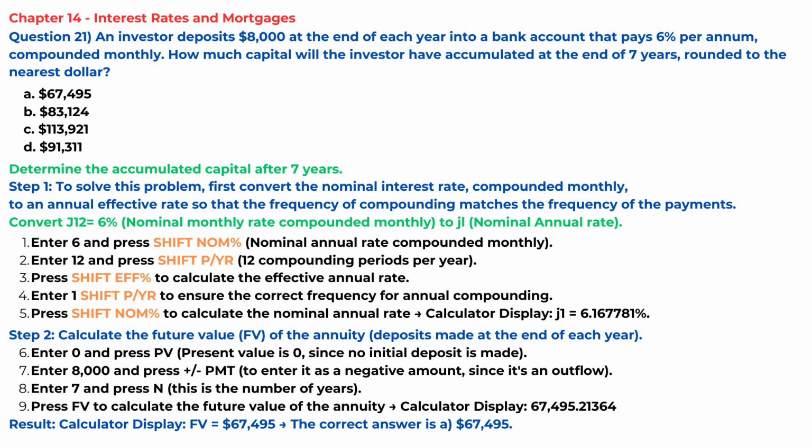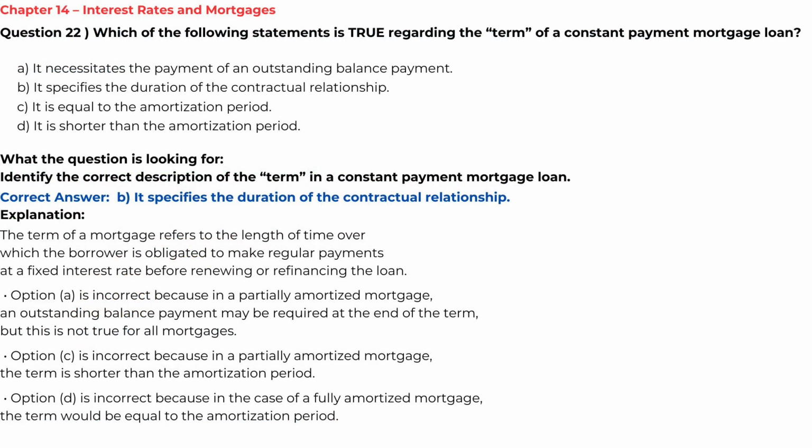Step 2. Calculate the future value FV of the annuity deposits made at the end of each year. 0 PV. Present value is 0 since no initial deposit is made. Set N, the number of years, to 7. 8000, plus and minus sign, PMT, to enter it as a negative amount since it's an outflow. Press FV to determine the accumulated capital after 7 years. Calculator displays 67,495.21364. At the end of 7 years, the investor will have accumulated $67,495 in the account.